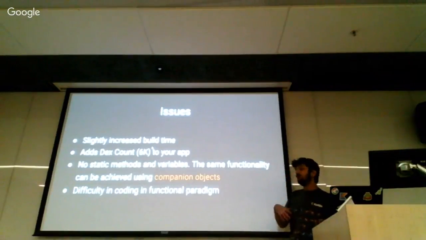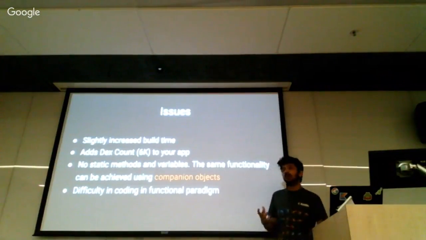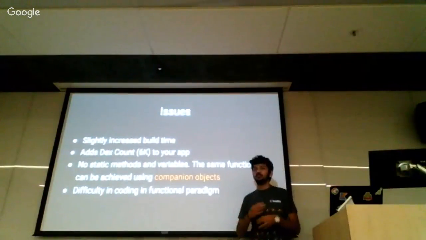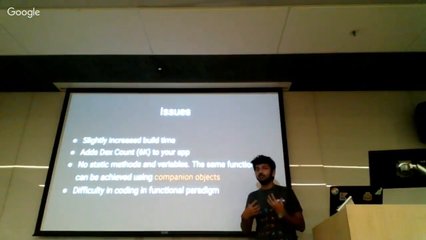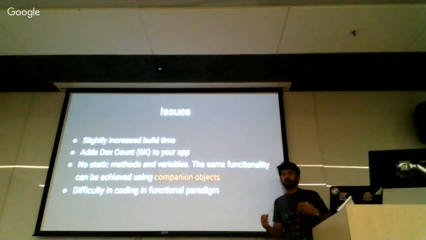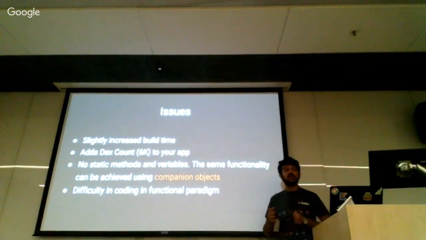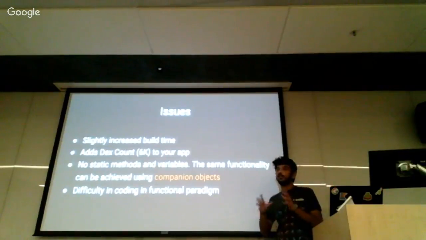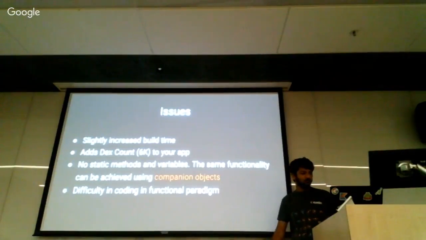Lastly, as most of us come from an object-oriented background, there's a difficulty in coding in the functional paradigm, which can be overcome with time once you start using Kotlin and learning, because the functional paradigm promotes more immutability, null safety, and package level functions. It's difficult at the starting, but once you get into it, it's pretty useful. The higher order functions can be confusing at times. So these are the issues.